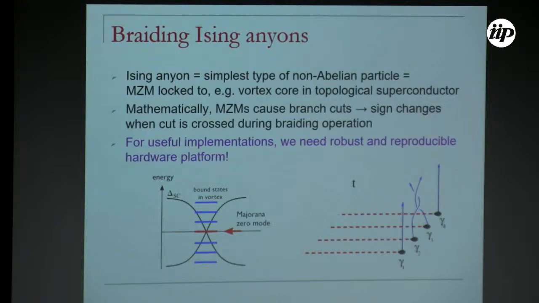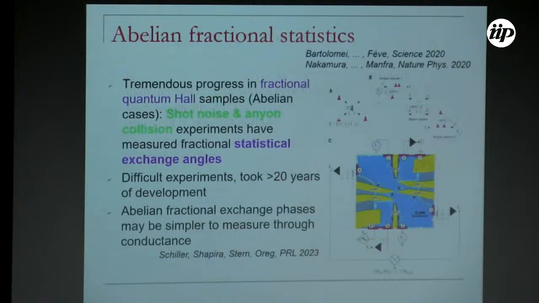For instance, in this picture here, time runs in this direction, and you braid gamma 2 and gamma 3. Gamma 1 and gamma 4 are not touched. And in that case, you will generate a certain unitary gate acting on your states. Now, I can't emphasize enough, for useful implementations, we need a robust and reproducible hardware platform. That's one of the biggest challenges at the moment.